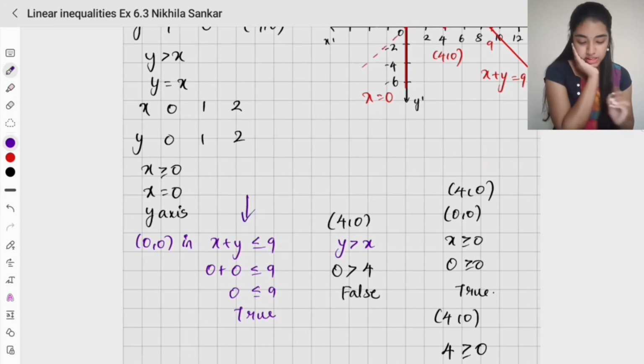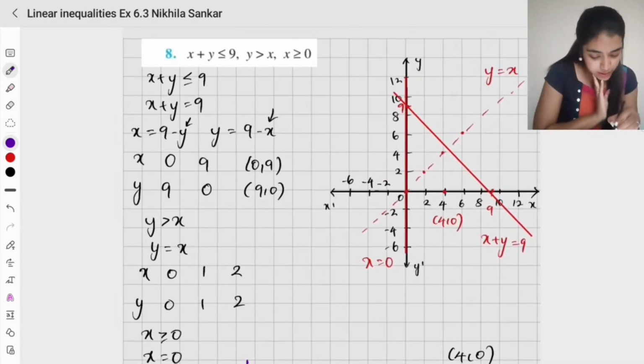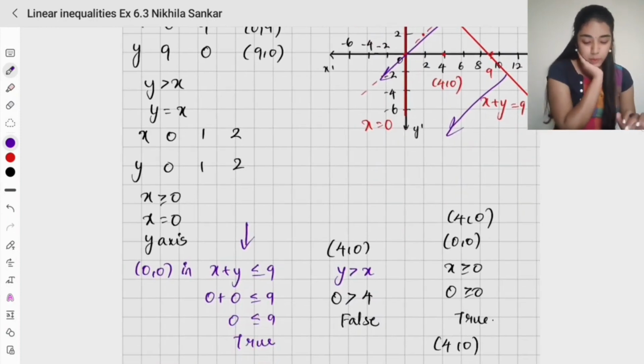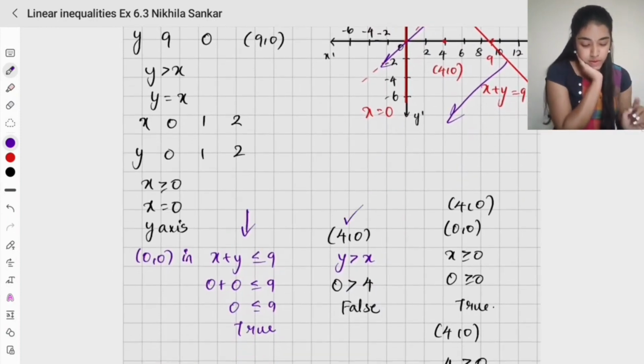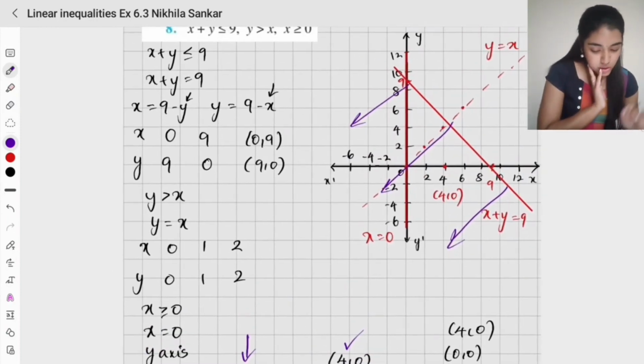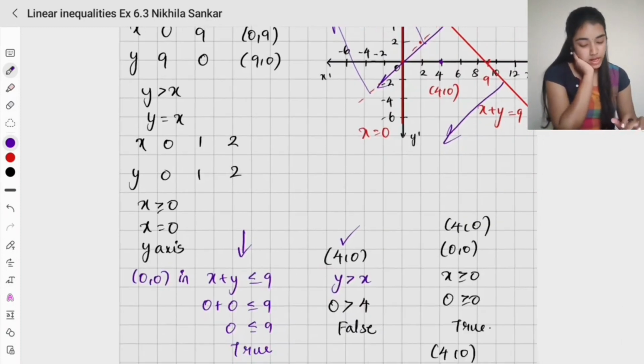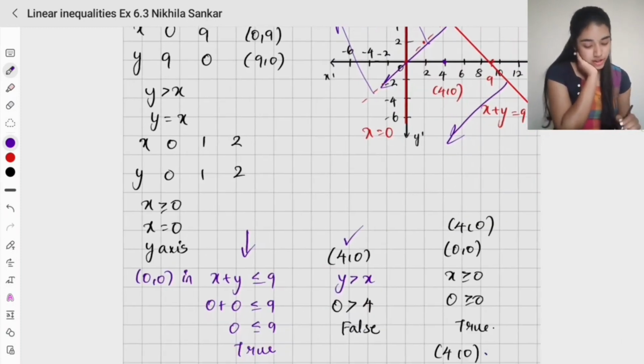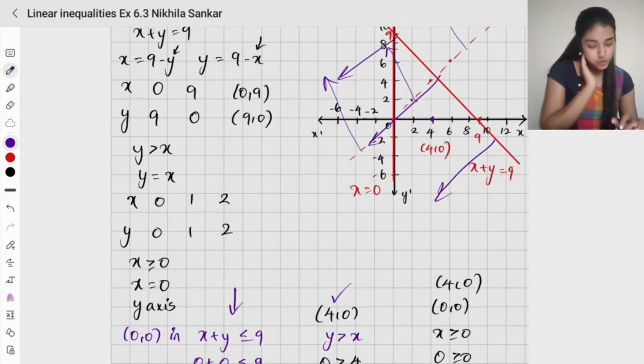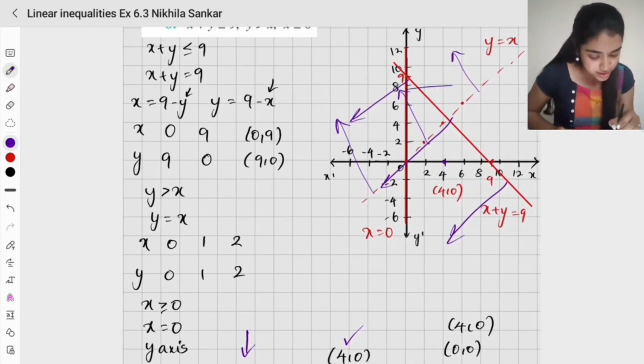So first equationக்கு 0, 0 is included. So it is going to be the bottom half of the plane. Y greater than x க்கு 4, 0 is not included, it is going to be the upper half plane. கரெக்டா lower halfல தான் 4, 0 இருக்கு, which is not included. அடுத்தது x greater than 0, we check for 4, 0 again, which is true. அப்ப x greater than 0 it is going to be this side. 4, 0 included na இந்த point included.